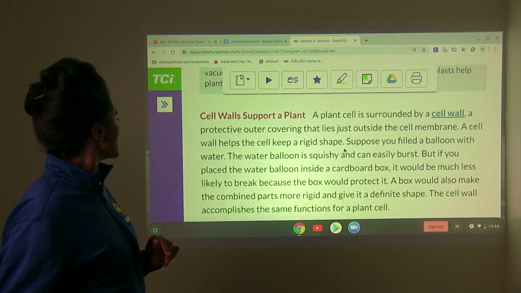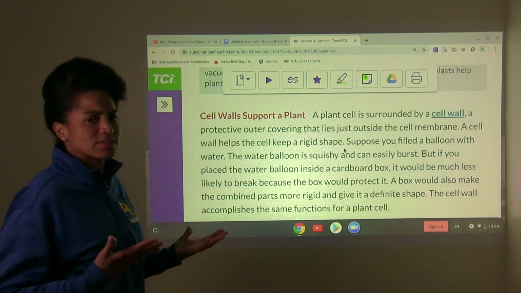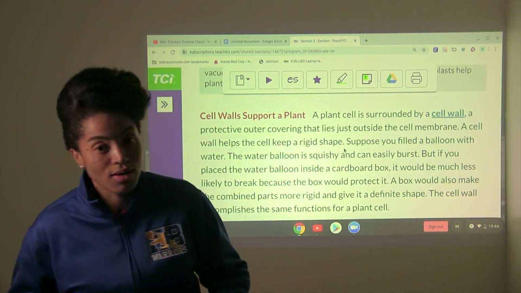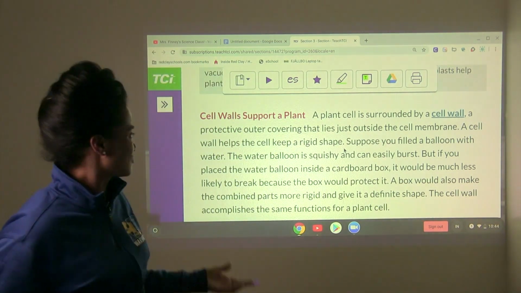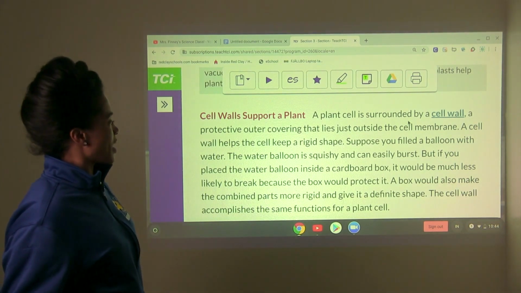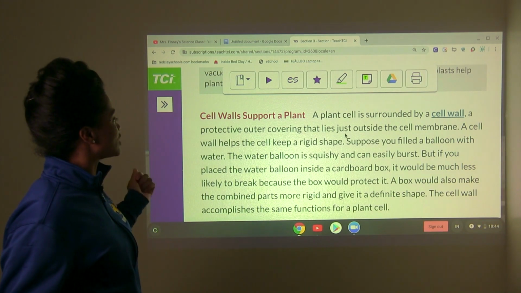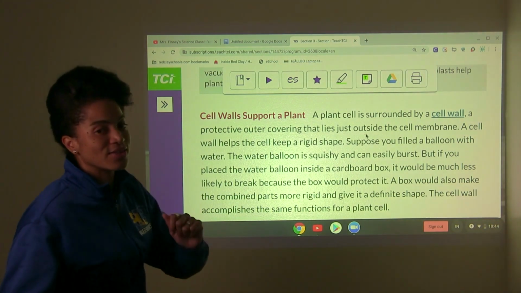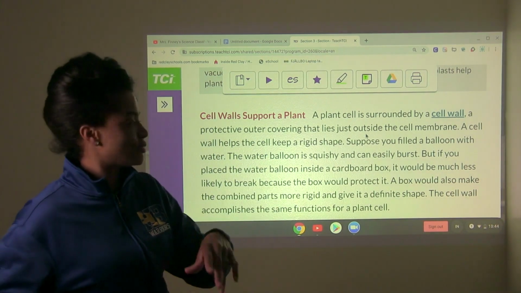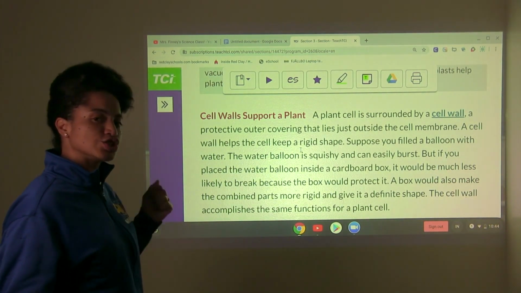The other piece is the cell wall. Cell walls do what? Let's think about it. What do you think a cell wall would do for a plant? Supports a plant. A plant cell is surrounded by a cell wall, a protective outer covering that lies just outside the cell membrane. Cell walls are on the outside of the cell membrane. A cell wall helps the cell keep a rigid shape.